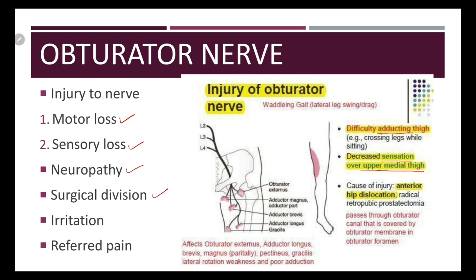Surgical division of the obturator nerve. It is done sometimes to relieve the spasm of adductor muscles in spastic paralysis. Irritation of the obturator nerve. The inflammation of the ovary causes localized peritonitis in the region of ovarian fossa, which may cause irritation of the obturator nerve. In such cases, the pain may be referred to the hip, knee and medial side of the thigh. And then there is referred pain. In diseases of the hip joint, the pain may be referred to the medial side of the thigh.